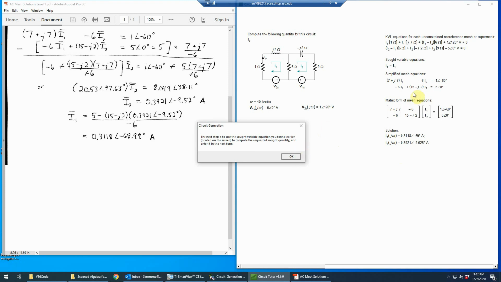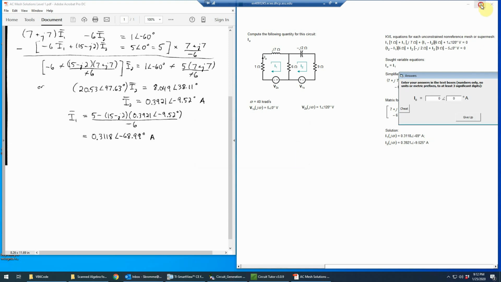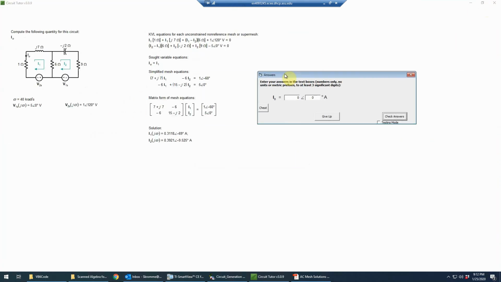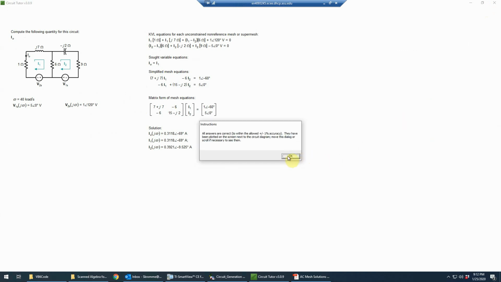And now the last step is to use the sought variable equation, which basically just means entering I1 as I0. So that doesn't require any computation. So I'll just copy that. So that's the value of that again, rounded off a little bit. And we'll check that. And that is correct. And now that's printed on the screen.